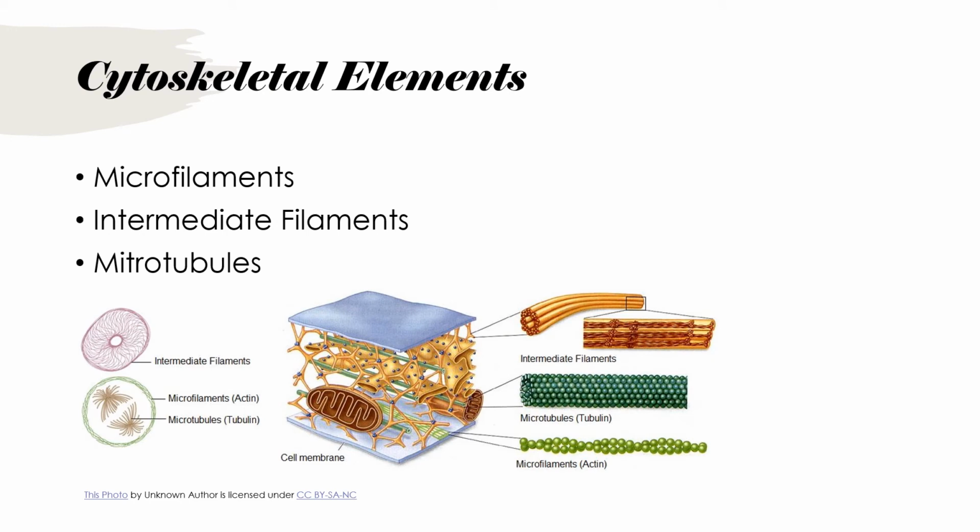The cytoskeletal elements include microfilaments, which consist of actin, which is right here, intermediate filaments, intermediate filaments here, and then microtubules, which are pictured here.